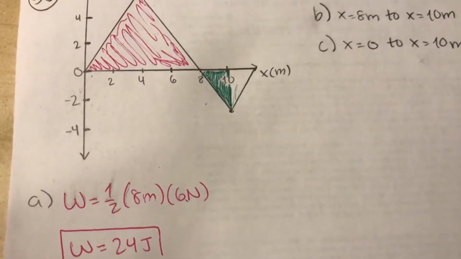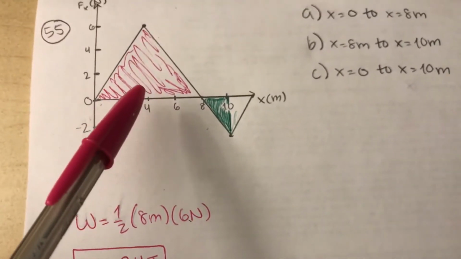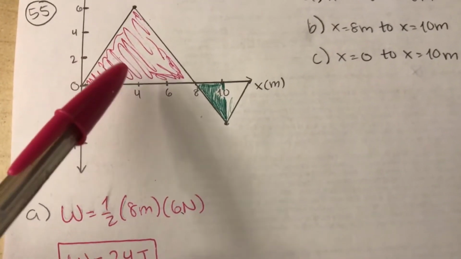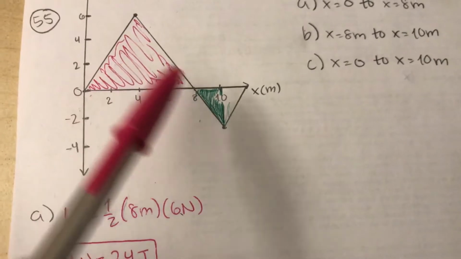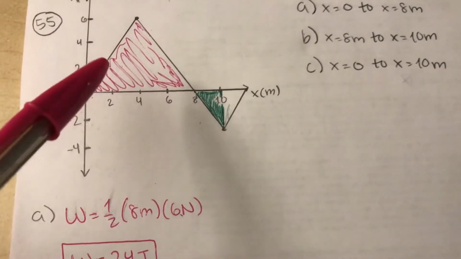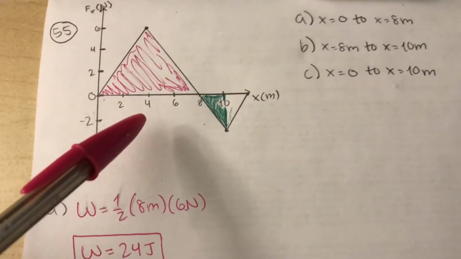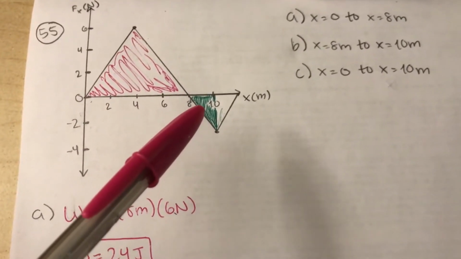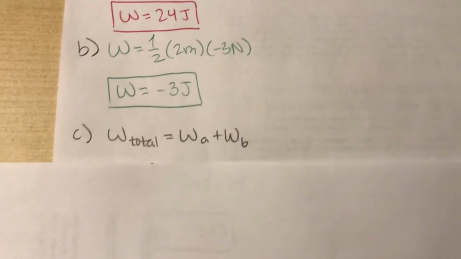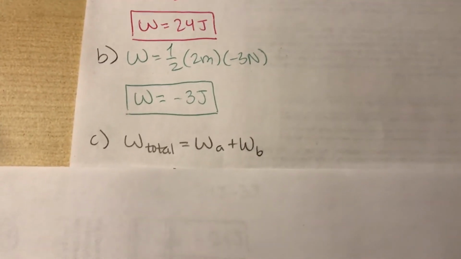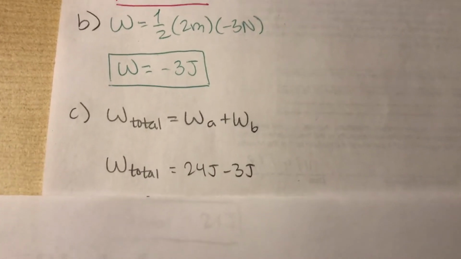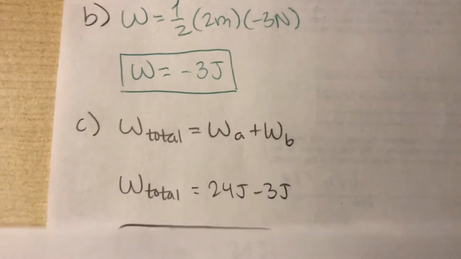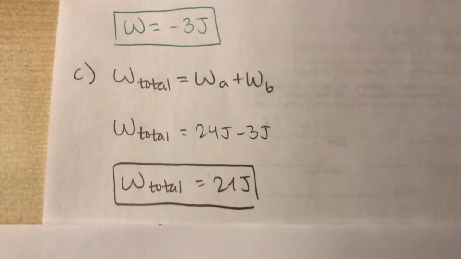But haven't we found those already? The work, which is the area, is equal to the area of this triangle plus the area of this one, which we've found both. So the total work is equal to the work in part A plus the work in part B. So we just plug in: total work equals work done in A plus work done in B. We get work total is equal to 24 joules from A minus 3 joules from B, and the final is work total equals 21 joules.